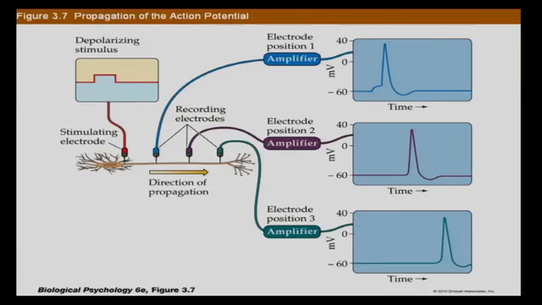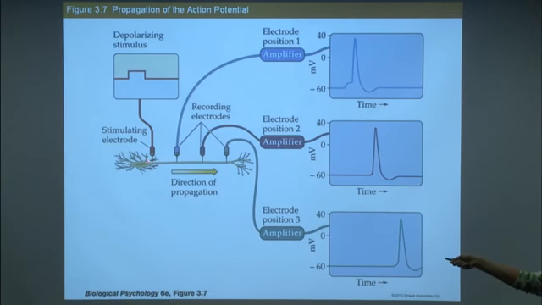Yes? So how exactly do the different parts of the axon know to open up their voltage-gated sodium channels? Well, that's a really good question. And the answer is that there is one key point where the voltage-gated sodium channels are most sensitive, and that is at the axon hillock. And there's a huge concentration of voltage-gated sodium channels.